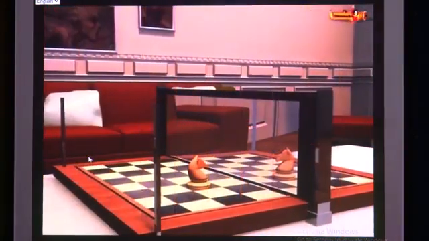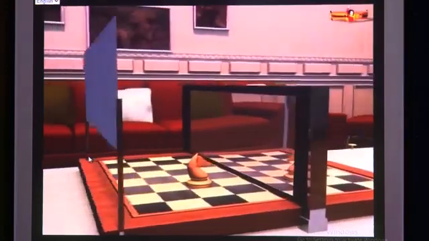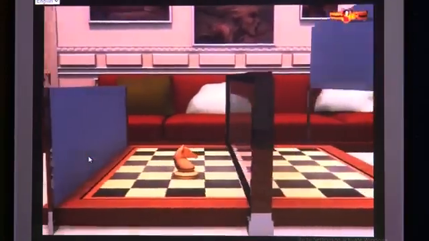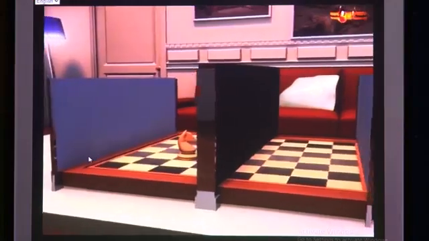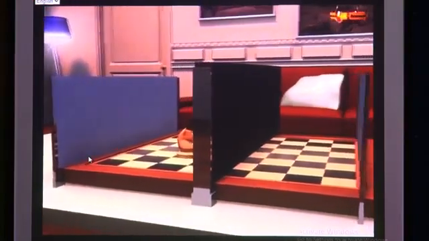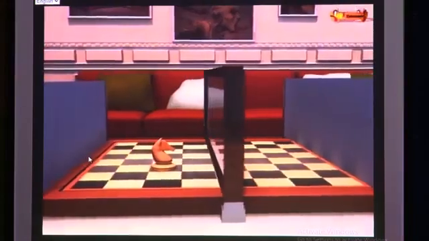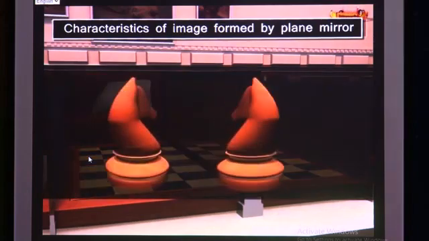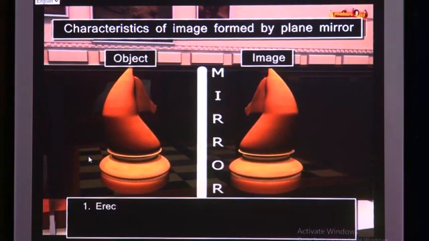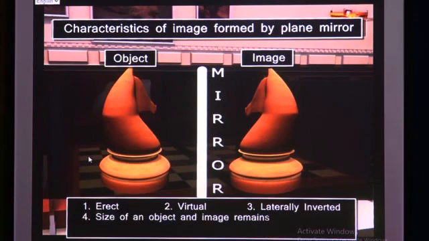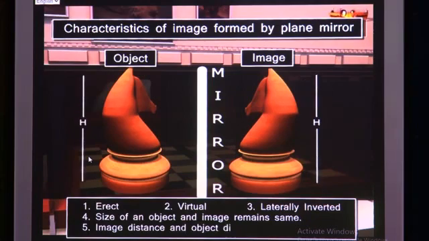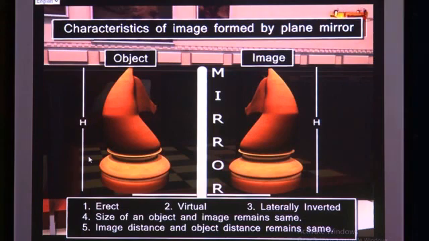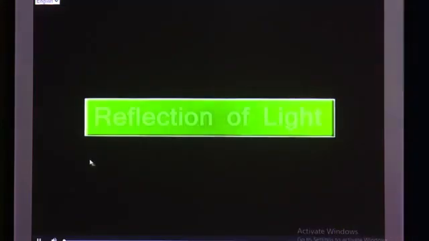Let us place two screens, one behind the object and another behind the mirror. In case of a plane mirror, we cannot take the image on the screen. Hence, the image formed is virtual. Thus, we conclude that the image formed by a plane mirror is erect, virtual, and laterally inverted. Also, the size of both the image and the object, and the distance of the object and image from the mirror, always remain the same.